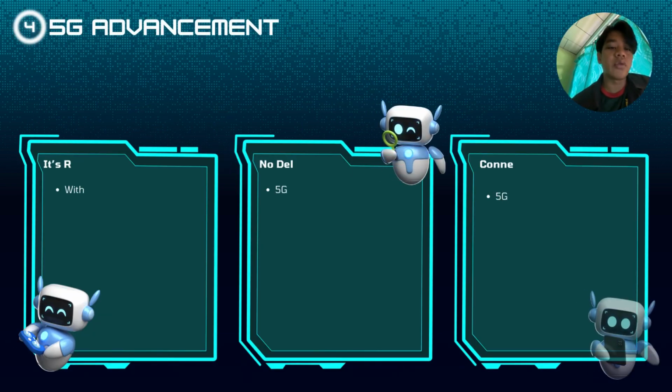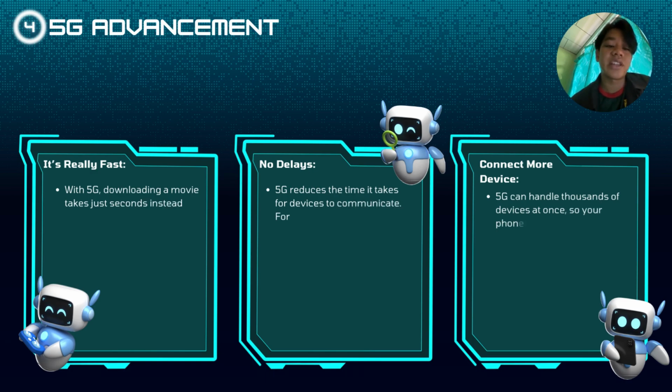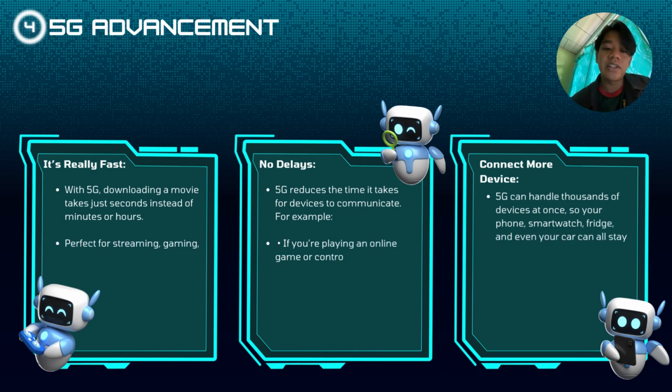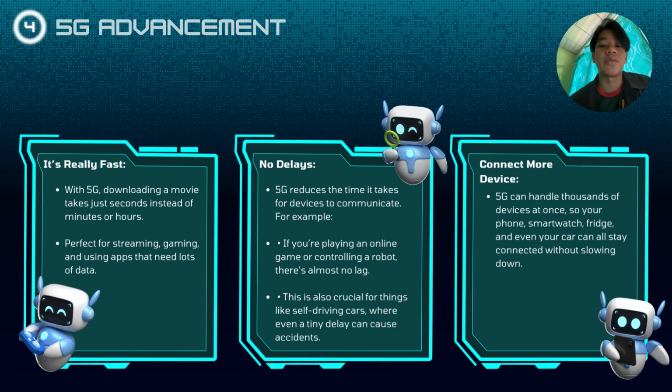So what can we get with 5G? So it is really fast. With 5G, downloading a movie just takes seconds instead of hours as before. Performing streaming, gaming, and using apps that need a lot of data. Next, no delays. 5G reduces the time it takes for devices to communicate. For example, if you're playing an online game or controlling a robot, there's no lag. Next, connect more devices. 5G can handle thousands of devices at once. So your phone, smartwatch, fridge, even your car can stay connected without slowing down.